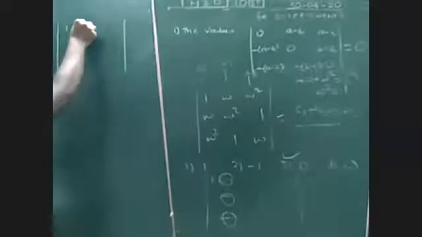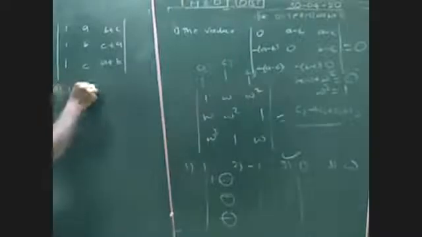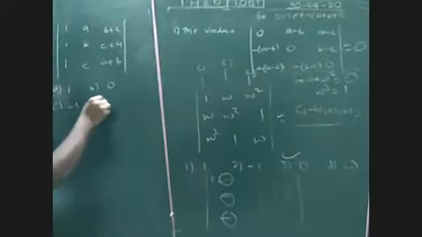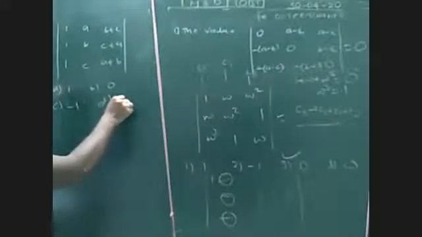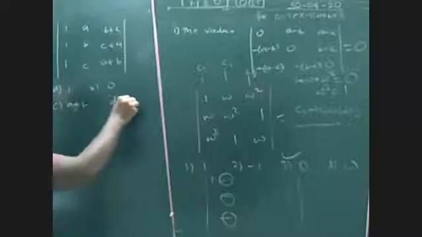Next question. The value of the determinant they gave: rows 1, 1, 1; a, b, c; b plus c, c plus a, a plus b. What is the first option? First option 1, second option 0, third option minus 1, fourth option. Second option 0, third option is a plus b, fourth option is a minus b. How to do this? What is the answer?